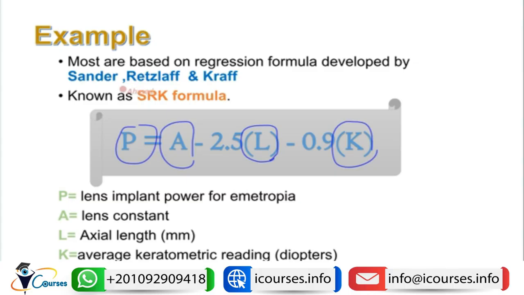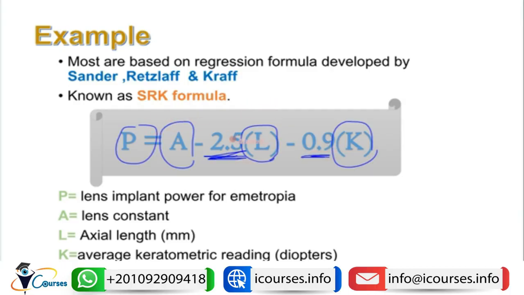Again, the power of the lens will be equal to the A constant minus 2.5 multiplied by the axial length minus 0.9 multiplied by the average K reading. From this equation, we had a great piece of information: a difference or miscalculation in the axial length will result in a great mismatch in the IOL power, because it will be multiplied by 2.5. On the other hand, if there is a miscalculation of the K reading, it will result in only a 0.9 difference in the power.